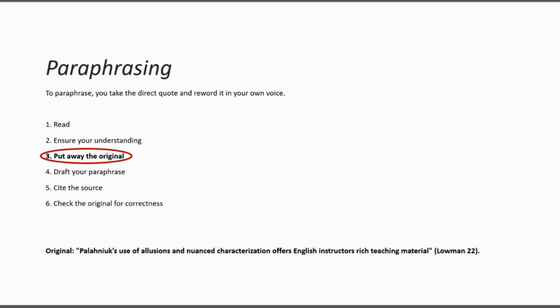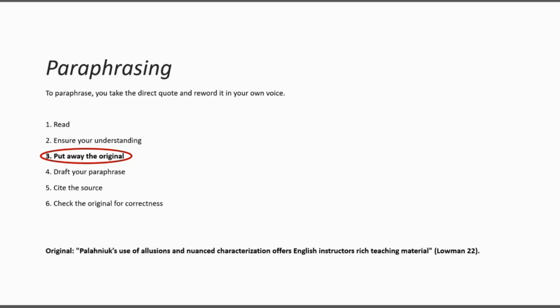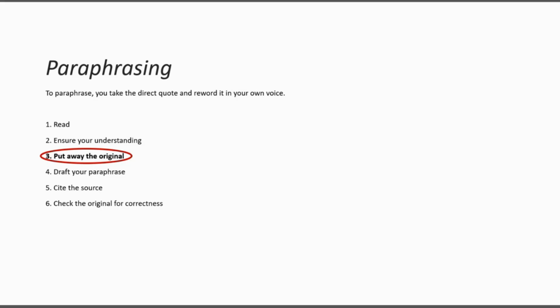Poloniak's use of allusions and nuanced characterization offers English instructors rich teaching material. This is the original. So we want to put that original away. And remember, it is a little bit tough because you haven't come across these ideas before, and this may not be the field that you're studying, English. But when you do this yourself, you'll have a more solid understanding because you're actually studying it. But there's the original quote. We need to put it away and then paraphrase it as we understand it.